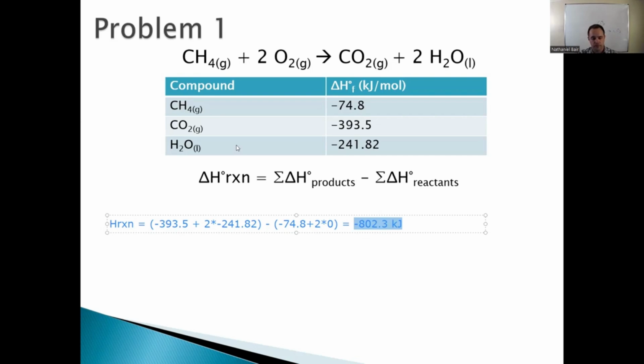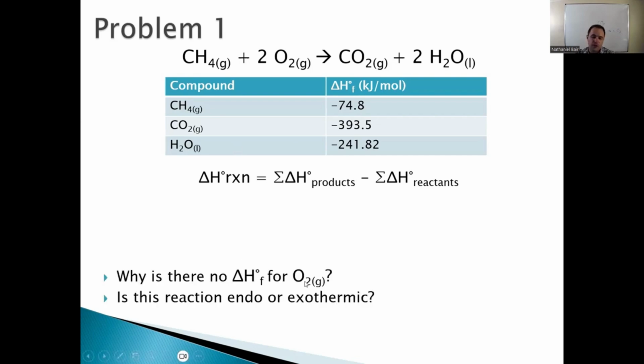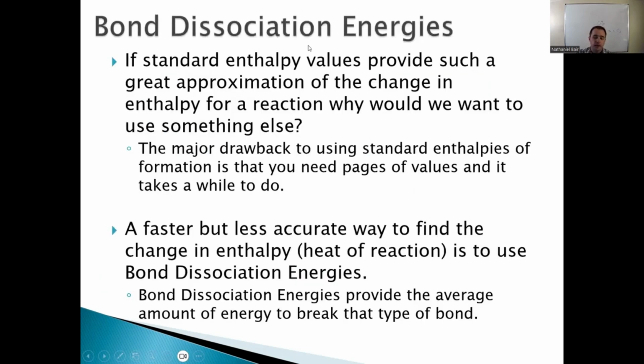All right. Why is there no change in enthalpy of formation for oxygen? Pure element. And is it exothermic? Always exothermic, man. It is exothermic.